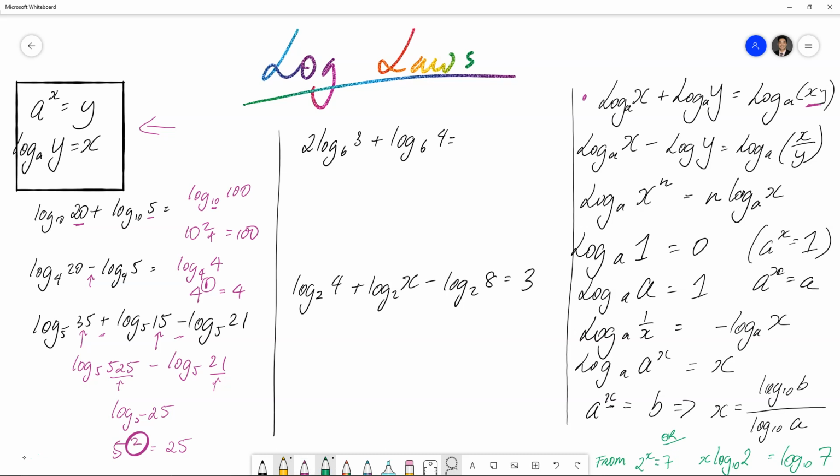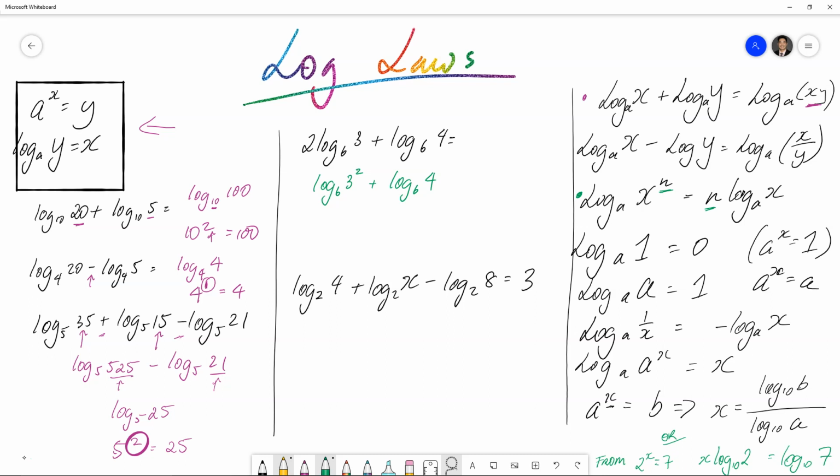All right, so middle column. We have 2 times log base 6 of 3. And if we look at this index law, we can see that we can move that coefficient to the top as a power. So that's what I'm going to do here. So log base 6 of 3 squared plus log base 6 of 4.